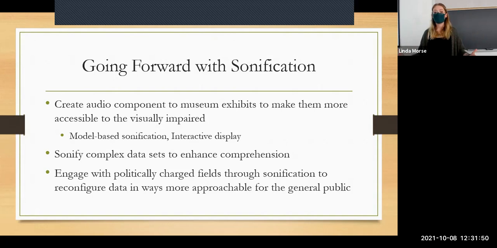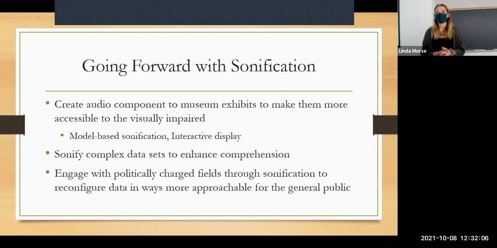But museums are lovely and interactive and they engage children and adults alike. And the idea that there's a barrier because it's such a visual experience is heartbreaking. And I think that we need to be able to add some audio to it and utilize that amazing sense that we have and include more people in it.